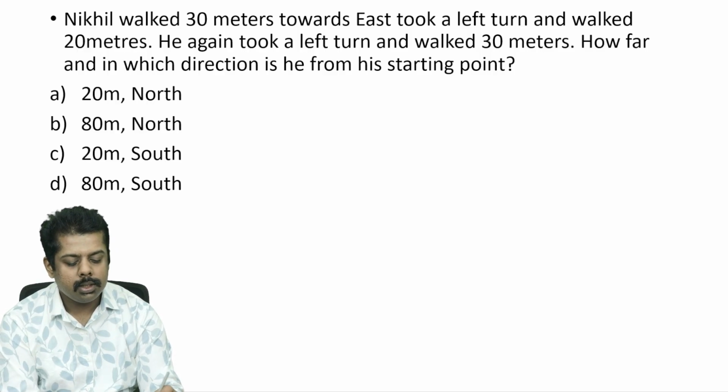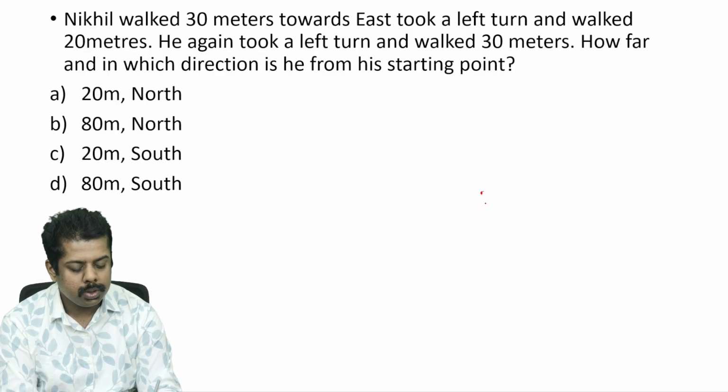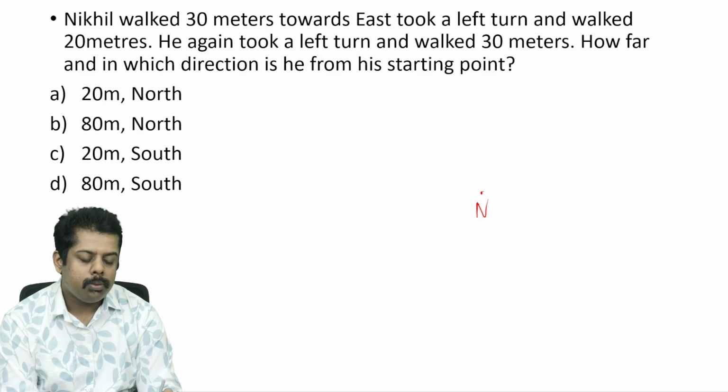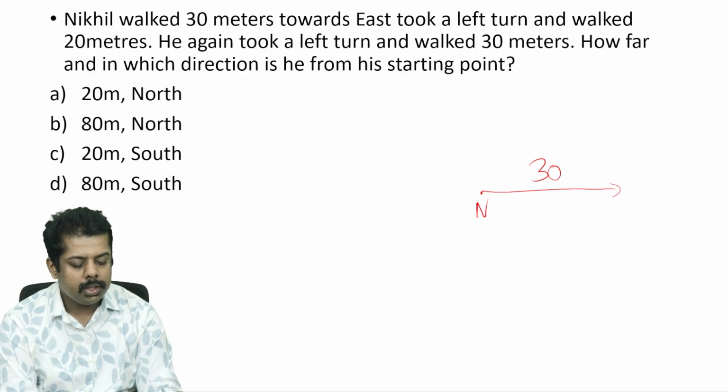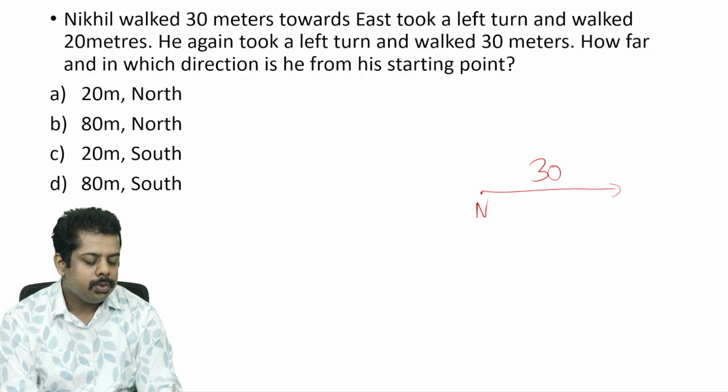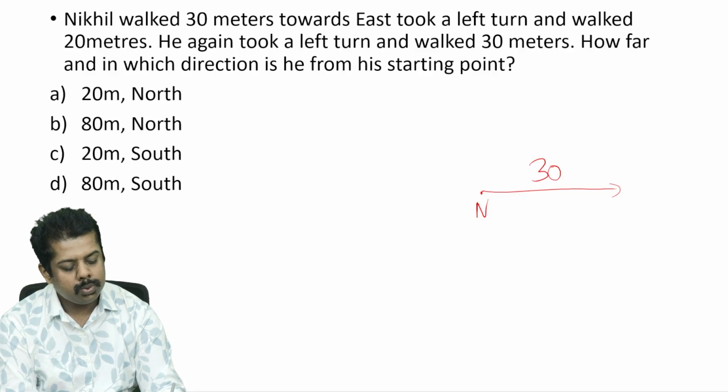So here Nikhil is there. Nikhil is first moving to the east. We can mark the starting point as moving east 30. Okay, then he took a left turn. From here, if we are taking a left turn, as we know, right is below and left will be above. So he has to move to the north side 20.